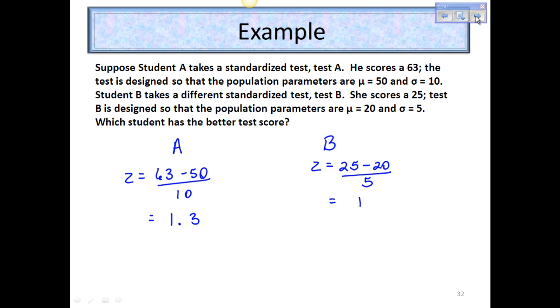1.3 is greater than 1, so exam A, or student A, had the better test score in this scenario. Always make sure that you answer the question completely. Just because we did the comparison doesn't mean we had answered the question. We had to note that exam A, or student A, had the better test score.